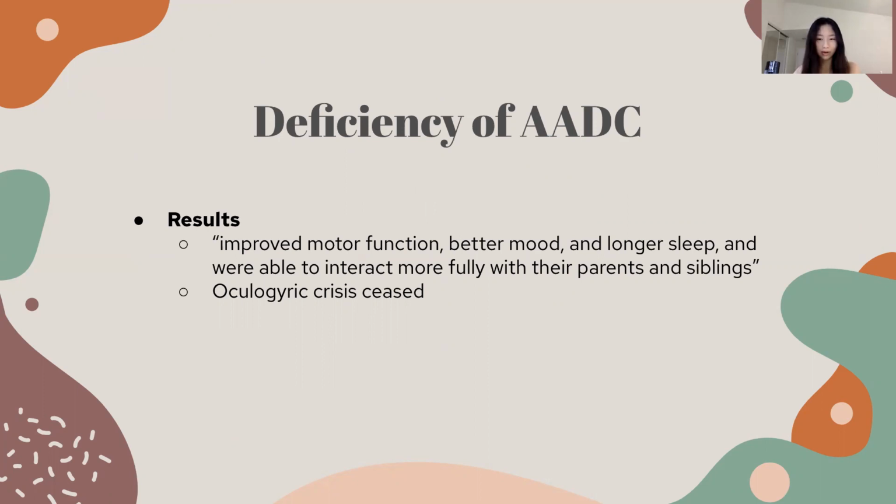As quoted by the article, they had improved motor function, better mood, and longer sleep, and were able to interact more fully with their parents and siblings. Many began laughing, speaking, and even walking. Before the trial, many underwent oculogyric crisis, an involuntary fixed gaze, with seizure-like episodes that could last for hours. This crisis went away in all but one patient. This trial is one of the many examples of gene therapy that have brought success to treating disorders.